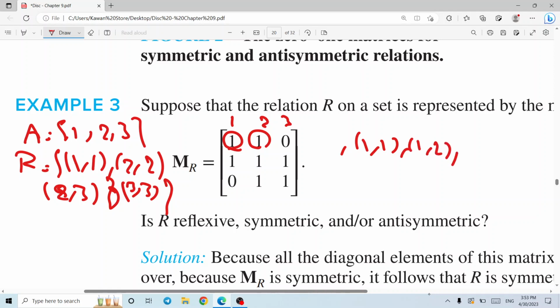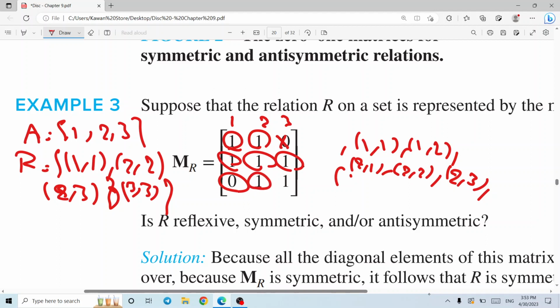Am I right? How about 1 and 3? We don't have that. How about 2 and 1? 2 and 2? 2 and 3? Am I right? That one we don't have. How about 3 and 2? 3 and 3. Am I right?